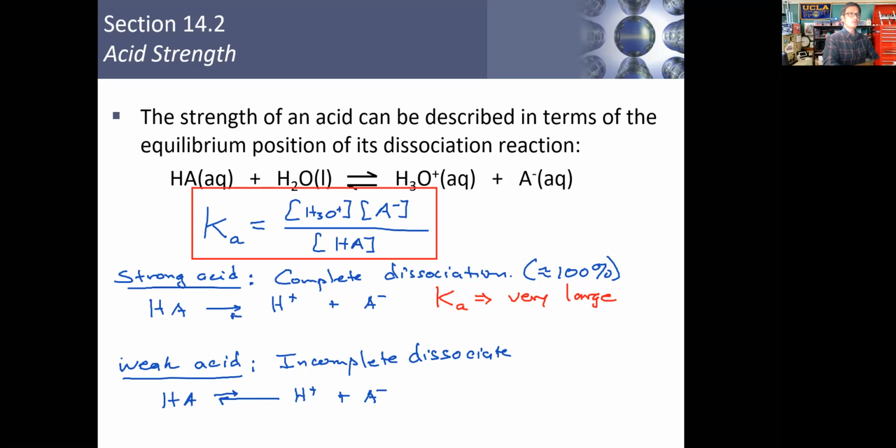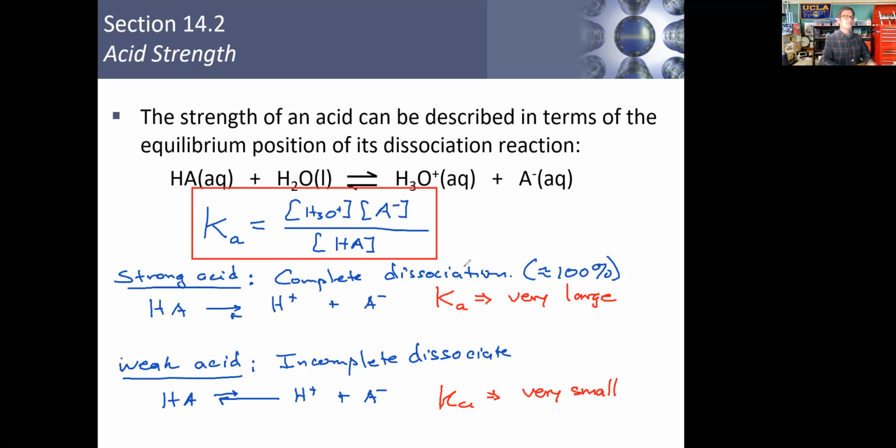And so what is the consequence for that when we look at our Ka? The Ka should be very small. So for a weak acid, the Ka should be small. For a strong acid, the Ka should be very large. Now remember, strong and weak does not refer to concentrations. The terms strong and weak acids refer to how much the acid dissociates. Concentration is not how we define strong and weak. The strength of an acid is based upon how much it dissociates, not how concentrated it is.